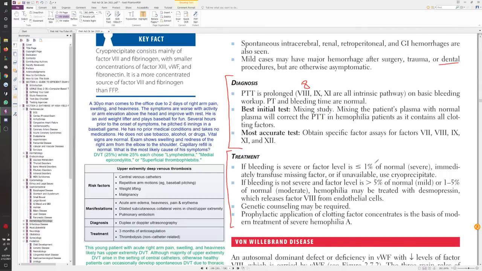If bleeding is severe or factor level is less than 1% of normal, which is an extremely severe deficiency of whatever factor, immediately transfuse the missing factor. Or, if unavailable, use cryoprecipitate.